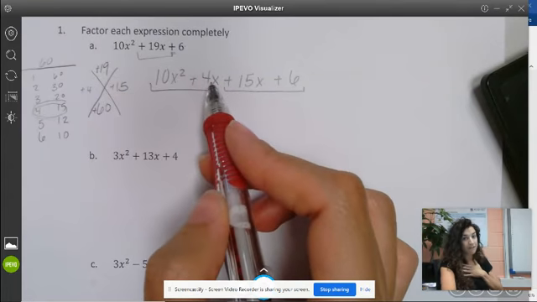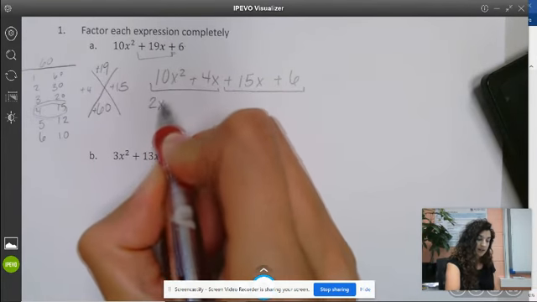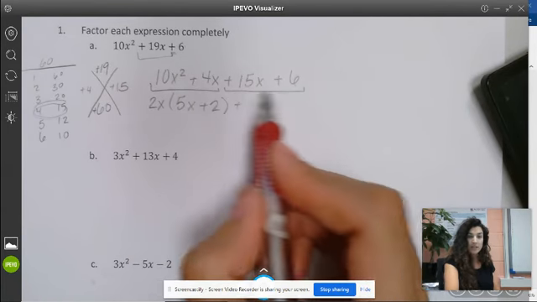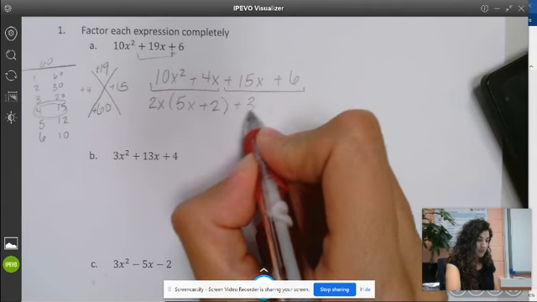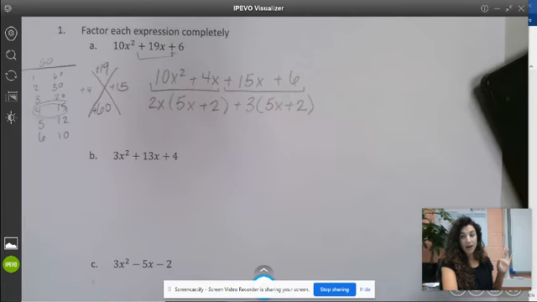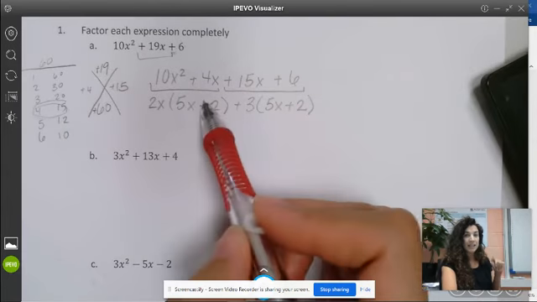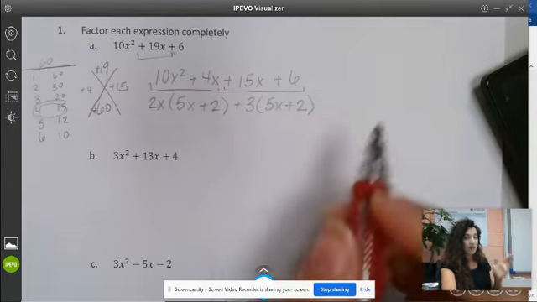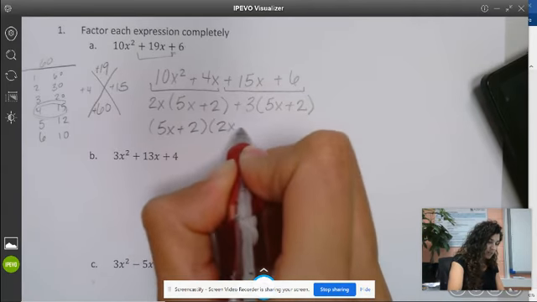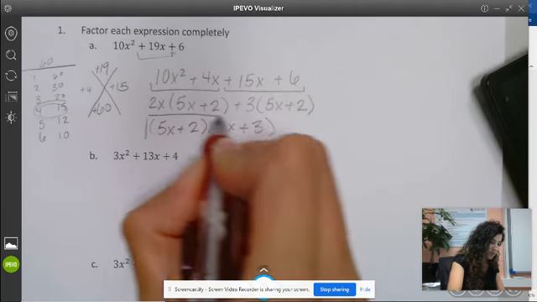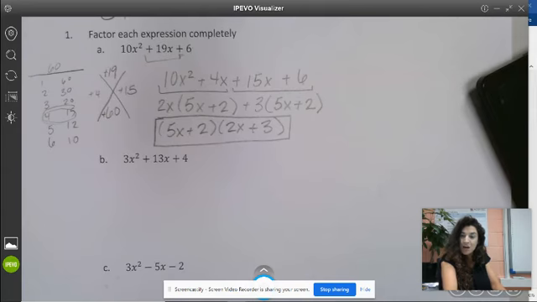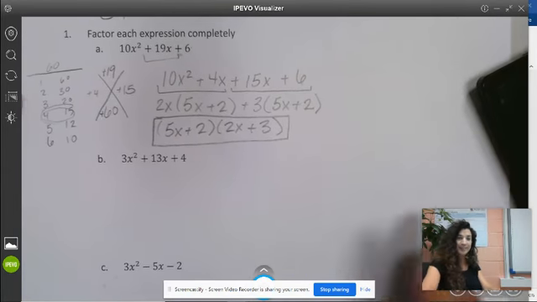The greatest common factor that I have here is 2x. What's left is 5x plus 2. The greatest common factor here is 3. What's left is 5x plus 2. That's a nice sigh of relief that I get the same answer here, which means now I can take out the greatest common factor again, which is 5x plus 2. And you're left with 2x plus 3. And you're doing it. You're factoring trinomials where a is not 1.